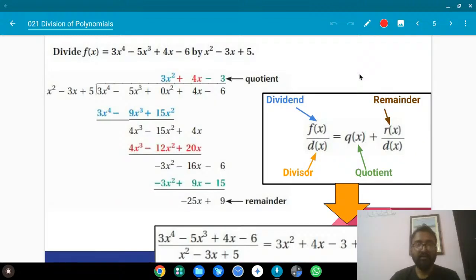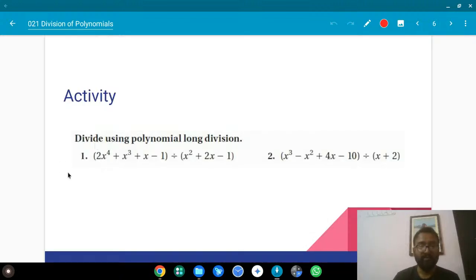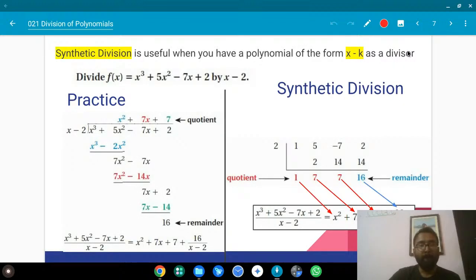After that, it is a quotient with another function. It's the same. How to write? It is f of x by d of x equals this quotient, and this is the remainder by d of x. Here you can try activities for the long division. It is a long division. Okay. Next, practice synthetic division.